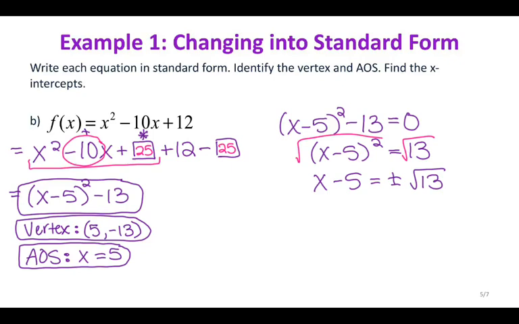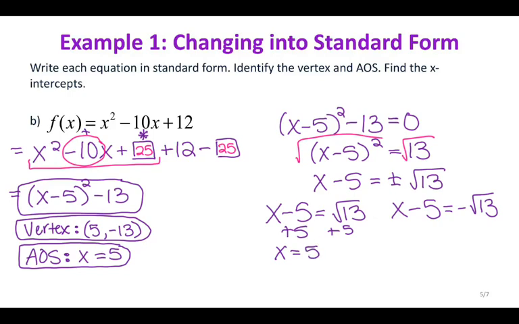Now the square root of 13 is an irrational number, meaning that when you take the square root in the calculator, it gives you a non-repeating decimal. So preferably, I would like it if you left this as a radical. So I'm going to proceed just like we did with the last example. I'm going to separate this into two equations. So x minus 5 equals square root of 13, and x minus 5 equals negative square root of 13. I'm going to add 5 so I can solve for x, and I get x equals 5 plus the square root of 13. I'm going to do the same thing over here, and I get x equals 5 minus the square root of 13.